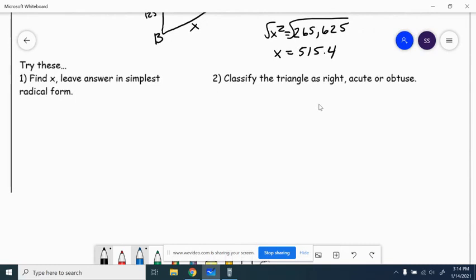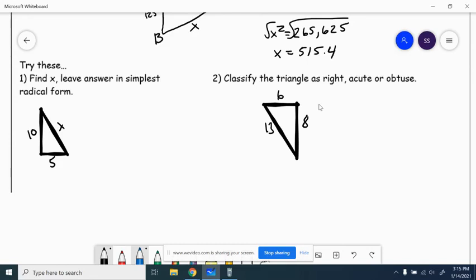All right, now you guys try these. I'm going to give you two. All right, how about a triangle with legs 10, 5, and got to figure out the hypotenuse. And number 2, classify the triangle as right, acute, or obtuse. And let's see, we'll call this 6, 8, and 13. Okay, pause the video, give these a shot.